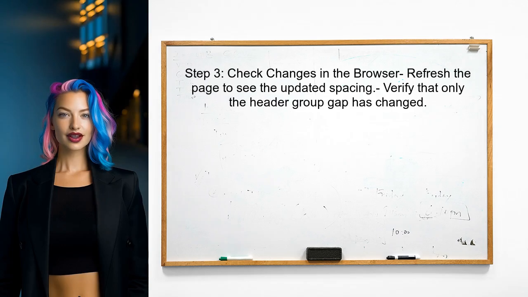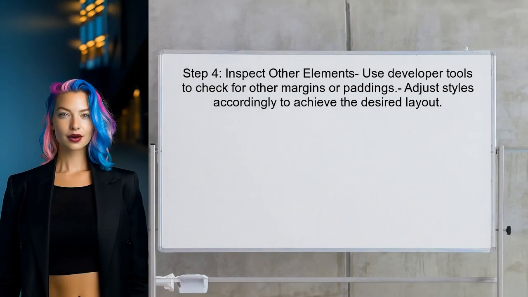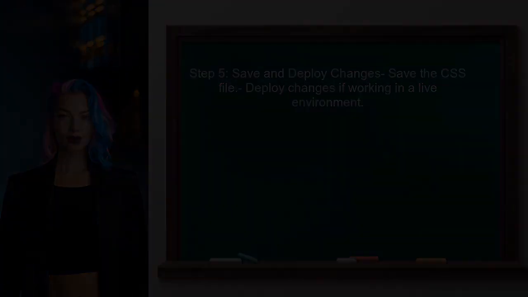After adding the custom CSS, the user should check the changes in the browser. This can be done by refreshing the page to see if the gap has been adjusted as desired. If the gap is still not as expected, the user may need to inspect other elements that could be influencing the layout. Adjusting their styles might be necessary. Finally, the user should ensure that their changes are saved and, if applicable, deployed to the live environment. This will make the adjustments visible to all users.